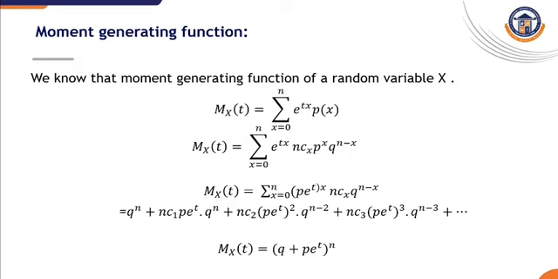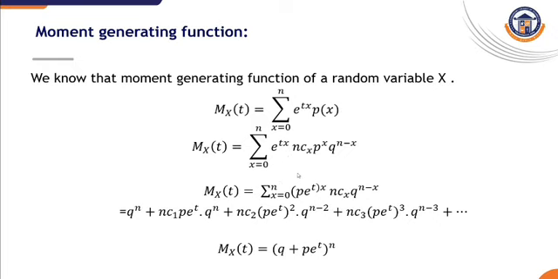Now we see the moment generating function of a random variable of binomial distribution. The formula is M_X(t) = summation of x equal to 0 to n e^(tx) p(x). Here p(x) represents our binomial distribution, which is nCx p^x q^(n-x). So e^(tx) comes from the definition of the moment generating function.